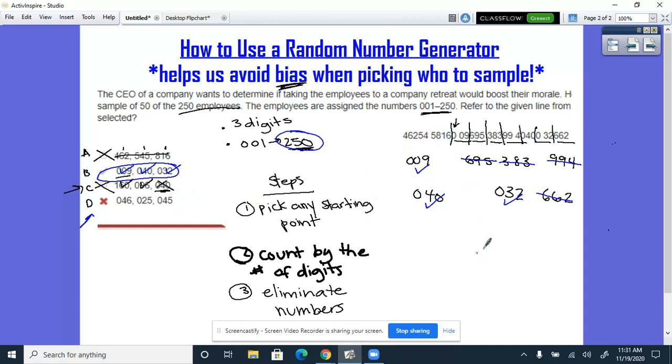So again, just make sure to reiterate your steps. First, pick any starting point. Second, you need to count by the number of digits that you have, and usually that's going to be in your problem. And third, you want to make sure you eliminate any numbers that would not apply to your situation. So in our situation here, we could not go over 250 because that was the maximum number of employees.